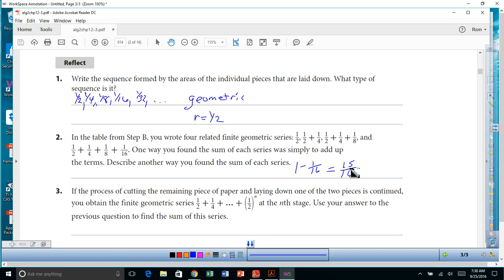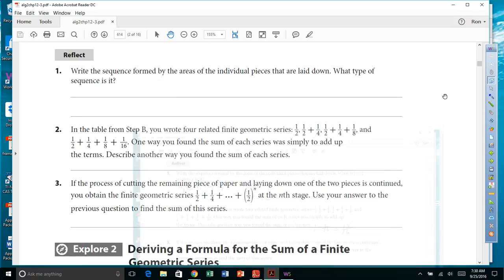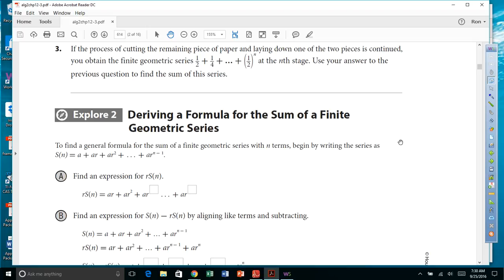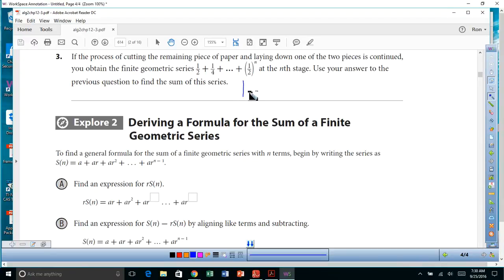If the process of cutting the remaining piece of paper and laying down one of the two pieces is continued, you obtain the finite geometric series 1/2 plus 1/4 plus and so on plus 1/2 to the nth power at the nth stage. Use your answer to the previous question to find the sum of the series. Well, remember, 1 minus our last term, and our last term here would be 1/2 to the nth power.